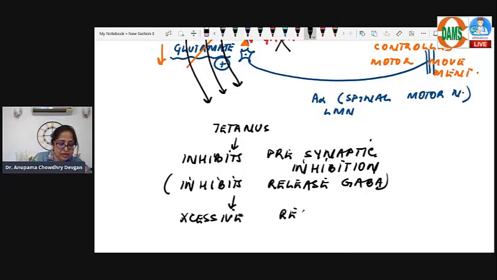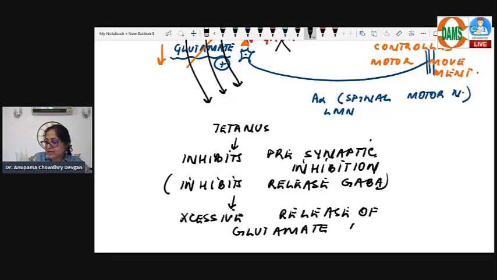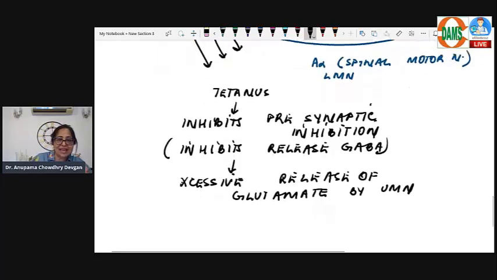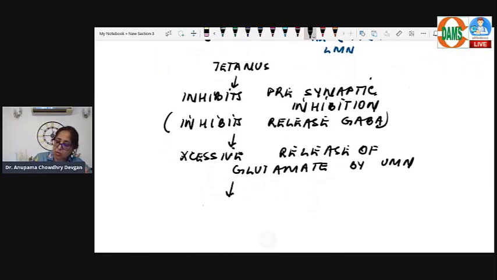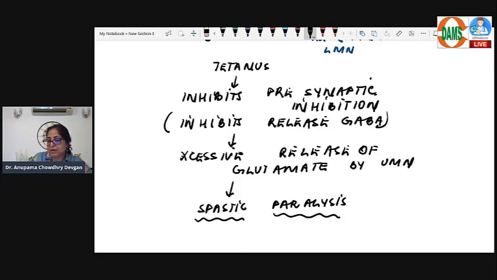There is an excessive release of glutamate by the upper motor neuron, and that in turn results in what is known as a spastic paralysis. Yes? We've done botulinum toxin. Botulinum toxin acts at the neuromuscular junction, and produces a flaccid paralysis. Tetanus toxin acts on the spinal cord, inhibits a presynaptic inhibition. There is excessive release of glutamate by the upper motor neuron, resulting in a spastic paralysis.